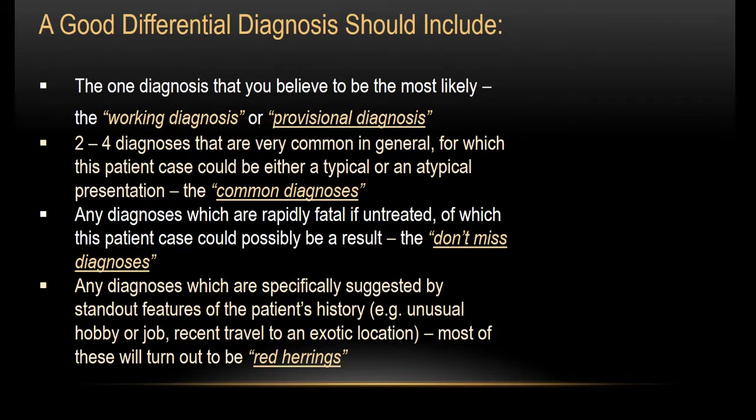So these are the components that should be included in our differential diagnosis. We start with the provisional diagnosis, followed by some common diagnoses, and don't forget that don't miss diagnosis, because you can miss a patient's life if you miss that diagnosis. And finally, if there was something unique in the patient's history that might point to some diagnosis, you want to put it as well.